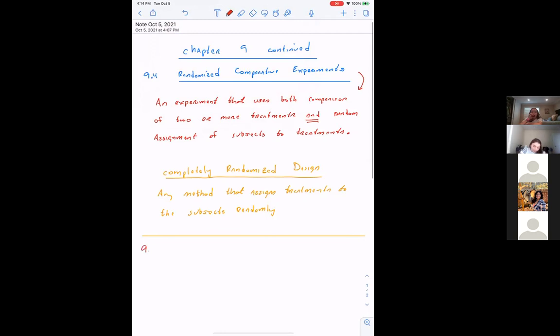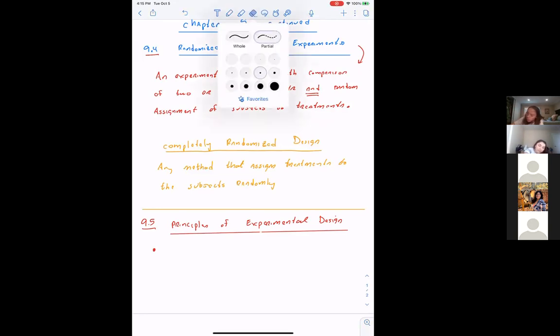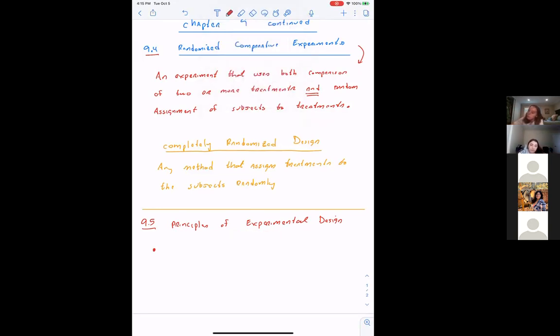9.5 is actually a more important one. Okay. The principles of experimental design. When you design an experiment, there are certain aspects of it that you should always have in mind, upon which you're basing the experiment, what makes an experiment a good experiment. The first one is control.